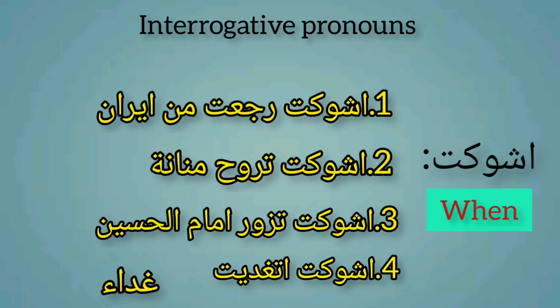Alright, the next pronoun is إشواكت. It's basically made of إش plus وكت. إش, as I said before, means what. And وكت means when. Then it's what time. But in English, we say when.